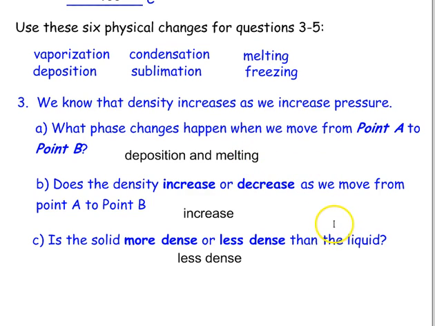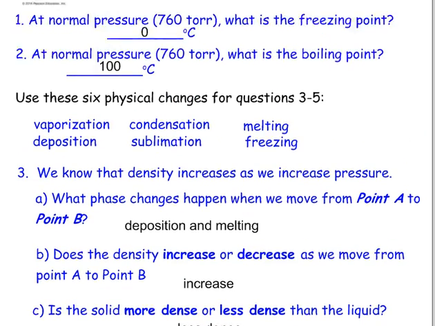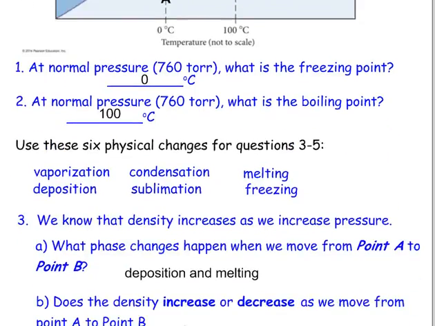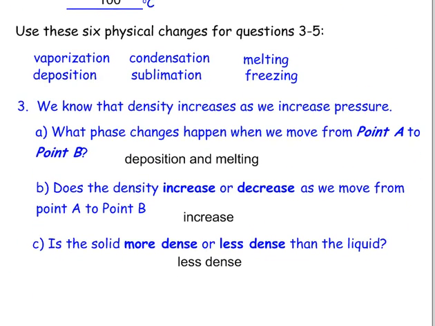We know that as we move up in pressure, we increase the density. And so the solid has to be less dense. As we increase the pressure, this section right here, B, is more dense than this section right here. That's a reflection of the fact that water is a very strange, unique substance, and it's one of the only substances where its solid is less dense than the liquid.